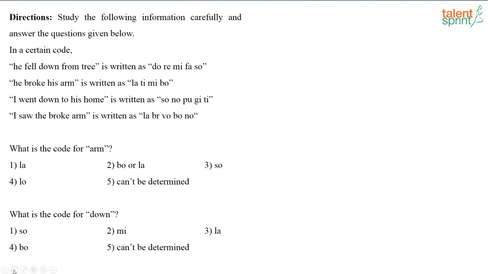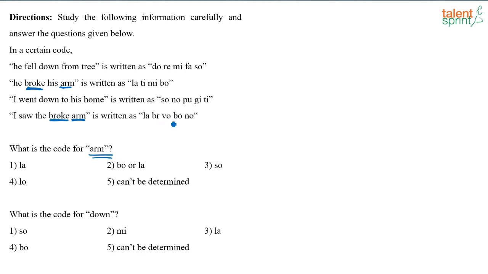Next one. The next question is on coding decoding. This is a very easy one, very direct question. You just have to cross check and find out the code for each given word. So what is the code for arm? Arm is there in this statement and this statement alone. Nowhere else the word arm comes. Similarly, if you compare these two statements, statement 2 and 4, there is one more word that is common, broke.